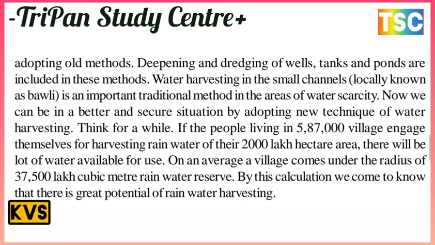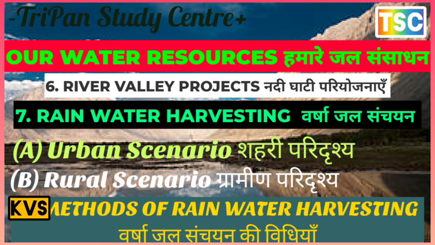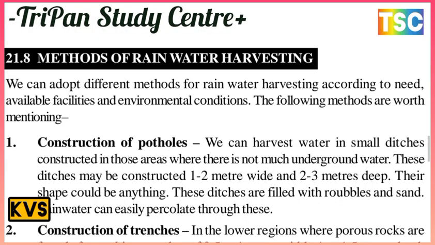There is an important point here. The next point is the most important here: methods of rainwater harvesting. We can adopt different methods for rainwater harvesting according to the need, available facilities and environmental conditions. The following methods are worth mentioning here.